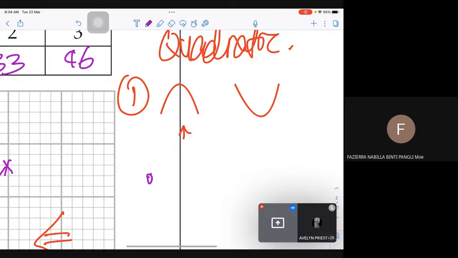Then the ball will go up until it reaches the highest point, then go back down. Am I right? If you agree, reply me 6. If you don't agree, reply me 5.